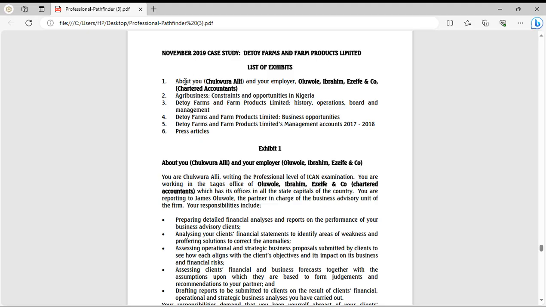Now, about you, Chukura Ali, and your employer, Oluwole Ibrahim, is a fellow chartered accountant. You are working for Oluwole, right? But now you were given information about Detroit Farm and Farm Products. You were given information about their business opportunities and their management accounts. So you can see that there's the presence of a third party, a company other than the company you're working for, right?